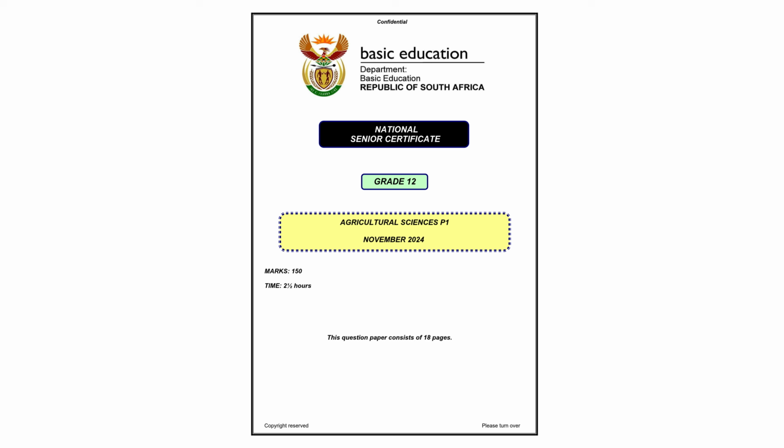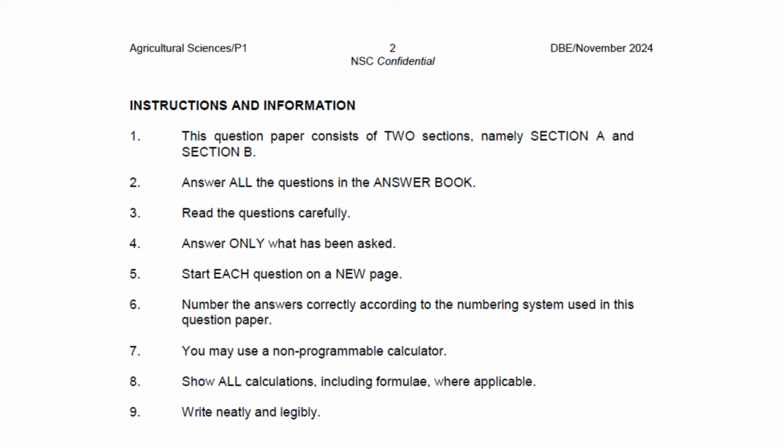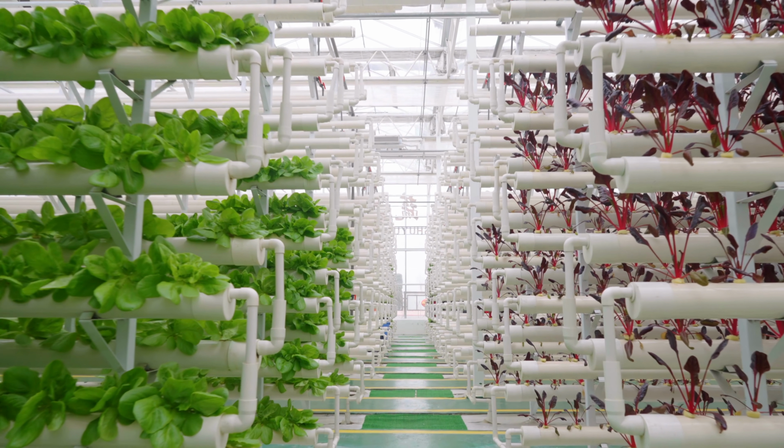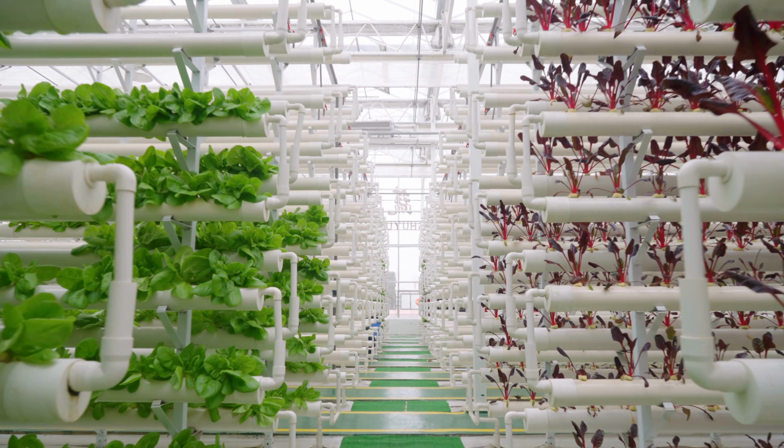In this video we are diving into agricultural sciences paper 1 from last year's exam, November 2024. This is part 1 of our revision series, and we are only going to focus on section A, your short questions that test your core knowledge. Let's get to it. Let's break it down and make it as simple as possible.